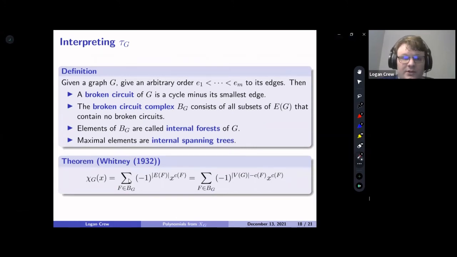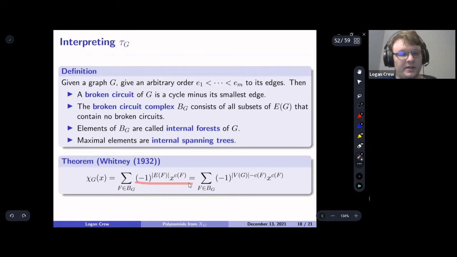One thing that Whitney showed in that same work where he demonstrated the previous result I'd mentioned about sums over edge sets is that in fact you don't have to sum over all of the edge sets. It actually suffices to only sum over those edge sets in the broken circuit complex and take the exact same formula, -1 to the number of edges, x to the number of connected components. Which is also nice when you remember that the number of edges in this case is actually just a function of the number of vertices and the number of connected components, because they're forests.